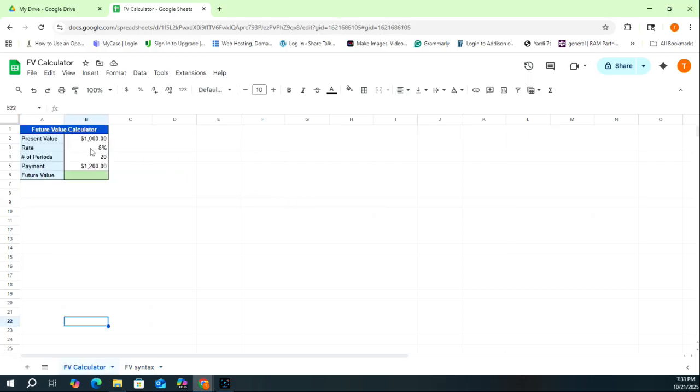So here I have some assumptions. We're assuming we're going to invest $1,000 into, let's say, an index fund. We're going to put $1,000 in, and this index fund is promising us a rate of return of 8%. And we plan on holding that index fund for 20 years, and we're going to make $1,200 in payments into that fund every year. What would be our future value at the end of our holding period of 20 years?